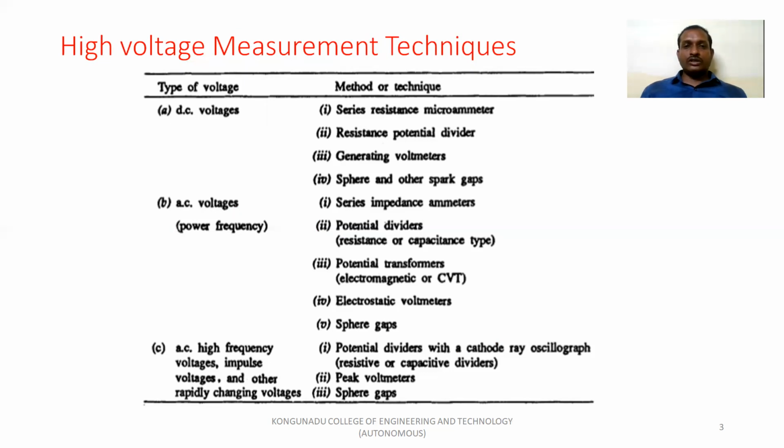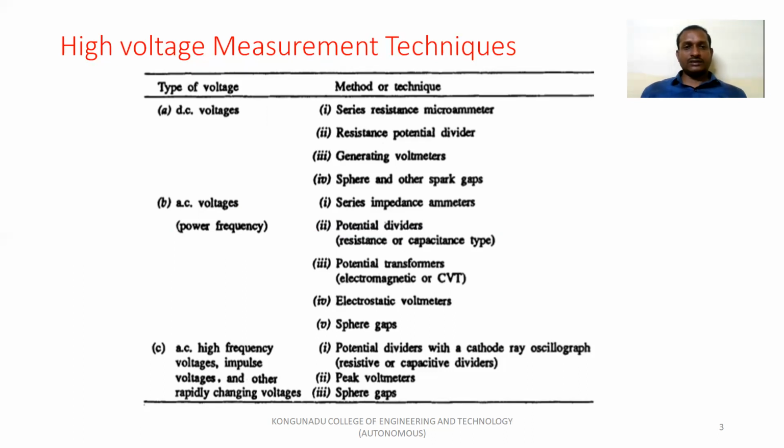We connect the series resistance with the micrometer to measure the DC voltage. The second one is the resistance potential divider. With the help of a potential divider arrangement, we are able to measure the input high voltage. The third one is the generating voltmeter. The fourth one is sphere and other spark gaps. So, these four methodologies are the techniques used to measure DC voltages.